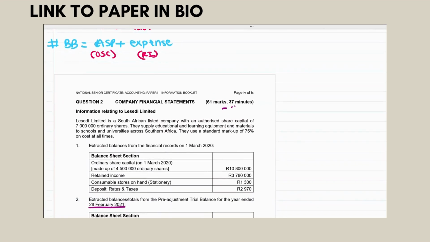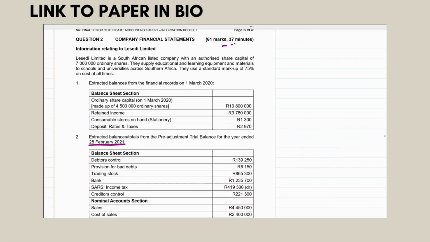So now let's go into the work. What we start with is Lesedi Limited is a South African listed company with an authorized share capital of 7 million ordinary shares. What this simply means is the authorized is what the company is legally allowed to issue. So the amount of shares that the company can legally issue.